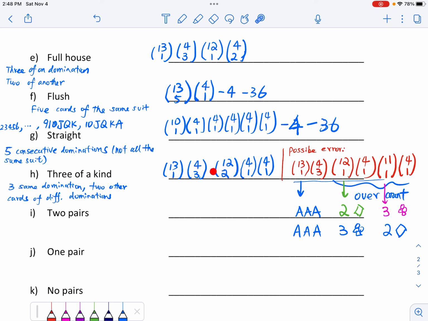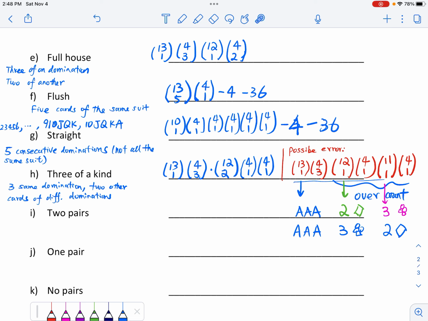So therefore, when I do 12 choose 2, so when we choose 2 dominations, we consider order doesn't matter. So here the order really doesn't matter. When you do this step, you will treat the order matters. So that's one possible error that students sometimes make. So just be a little careful there. Okay, I'm gonna continue. Now 2 pairs.